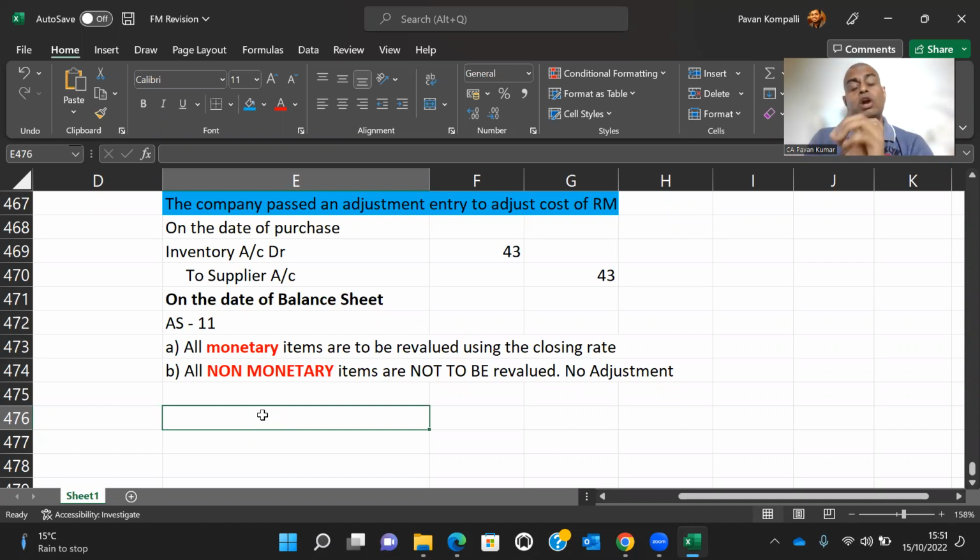What about a debtor? Is a debtor monetary or non-monetary? Debtor is a monetary item. Exactly, I know how much I have to collect. You don't need to create an element of dilemma here, Pavan sir, that we don't know whether we will collect. That is a different concept. Collectibility is a different concept.